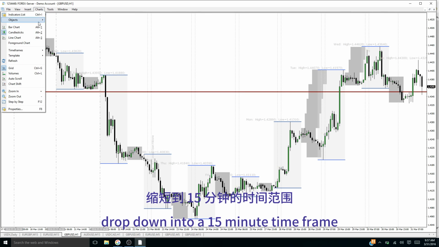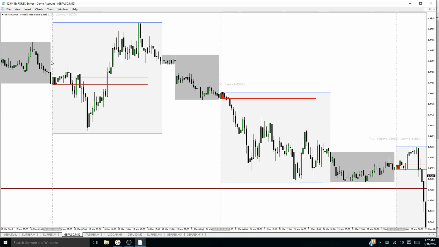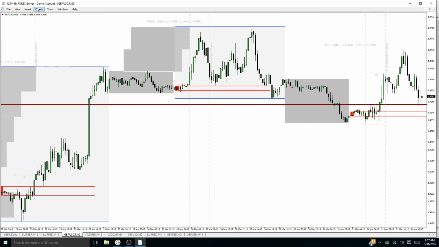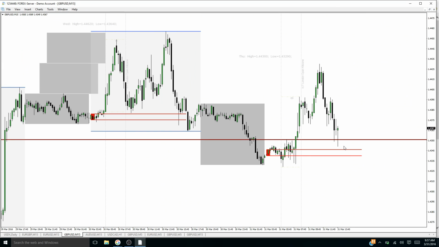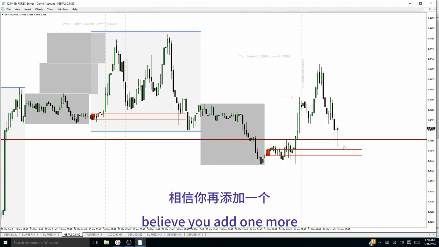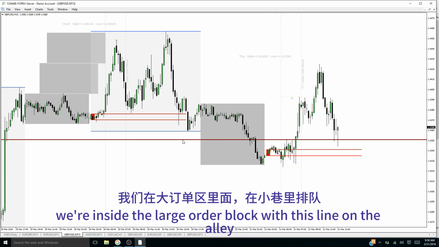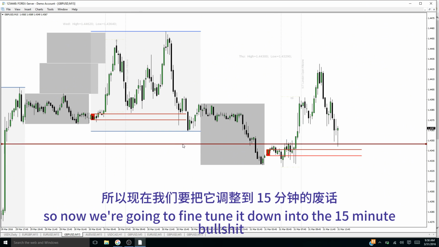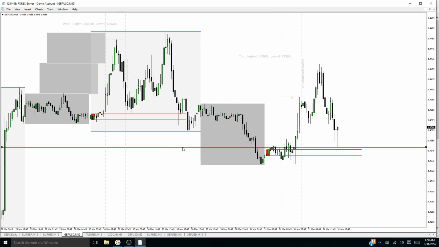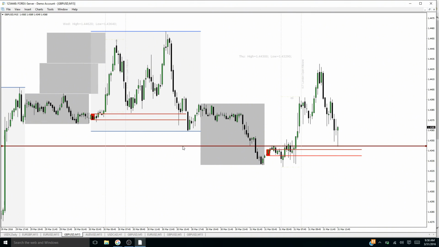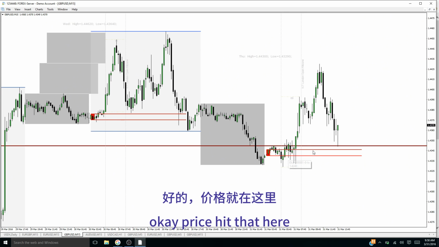Drop down into a 15-minute time frame. Okay, believe we had one more. We're inside a large order block with this line on the hourly. So now we're going to fine tune it down into the 15-minute bullish order block. You see, price hit that here.